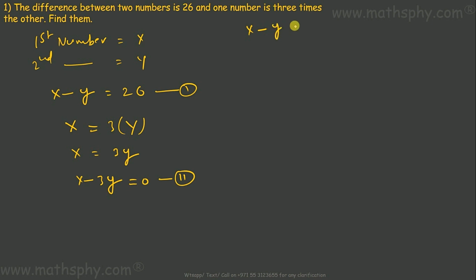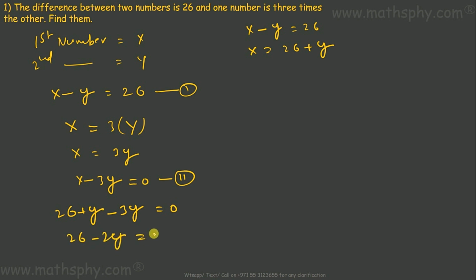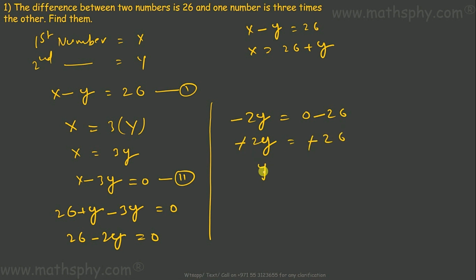X minus y is 26. So x can be 26 plus y. Let's replace this x with this value of x, 26 plus y. So 26 plus y minus 3y equals 0. So 26 minus 2y equals 0. So negative 2y would be 0 minus 26. Negative 2y would be negative 26. Negative everything cancels. So y would be 26 over 2, that is 13.